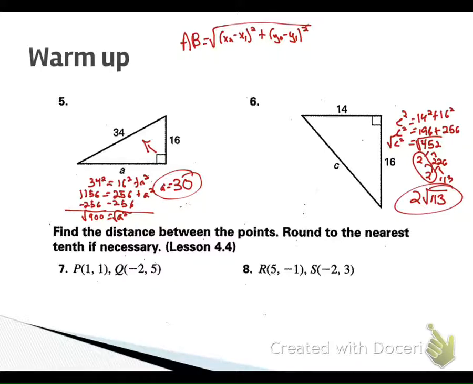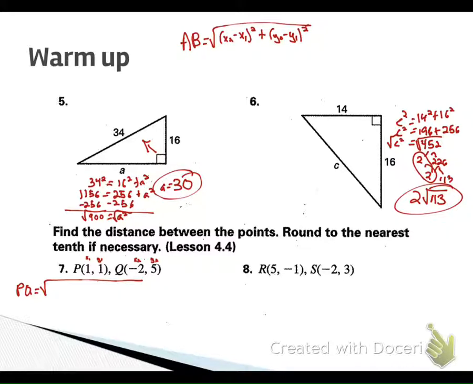Our last two problems involve that distance formula. So we're going to find the distance PQ, which equals the square root. We need to define which one's going to be our x1 and our y1, x2, y2. So I'm going to just do it in order. So I'm going to have x1, y1, x2, y2. Okay, and now that I have those, I'm just going to substitute them into my equation.